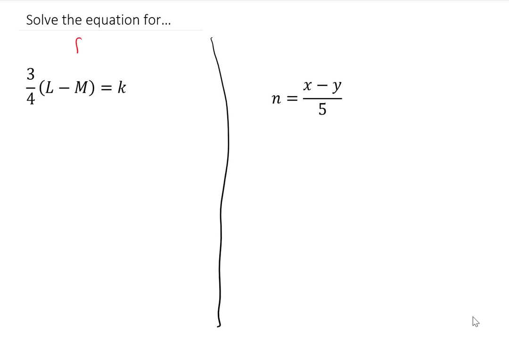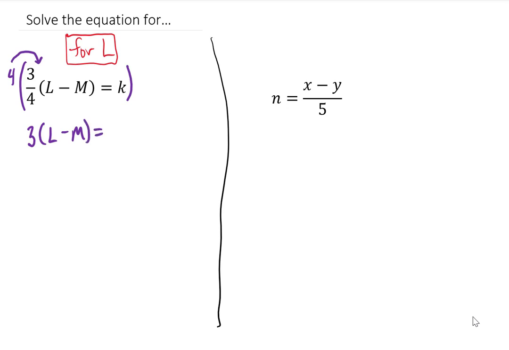So in this first one, let's solve for L. I'm going to solve this equation for L. Okay, my general process with fractions is going to stay the same as it always has. I'm going to multiply through by the least common multiple of all of the denominators, which in this case is just 4. And what that does for me in the first stage is that when I multiply it on the left, the 4 and the 3/4 just become a 3 because the 4's cancel out, leaving me with L minus M. And on the right hand side, we just simply have a 4 times a k, which is a 4k.